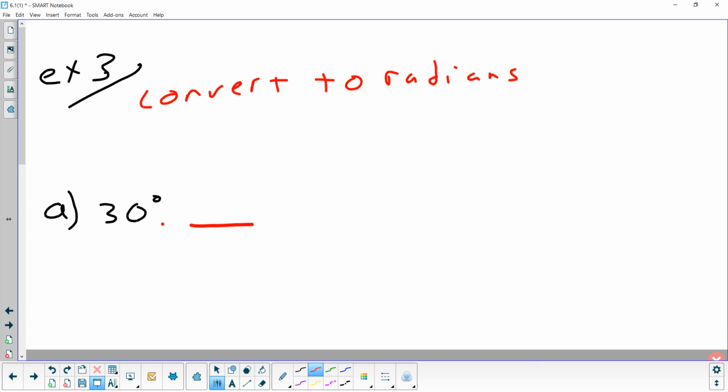So you have 2 choices. It's either going to be pi over 180, or it's going to be 180 over pi. If you think of 30 as a fraction, what you want to happen here is you want degrees, which is in the top, to cancel out. Where would degrees have to go in this fraction on the right to cancel out degrees in the top on the left?